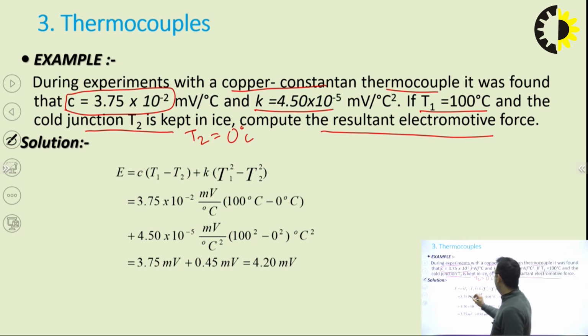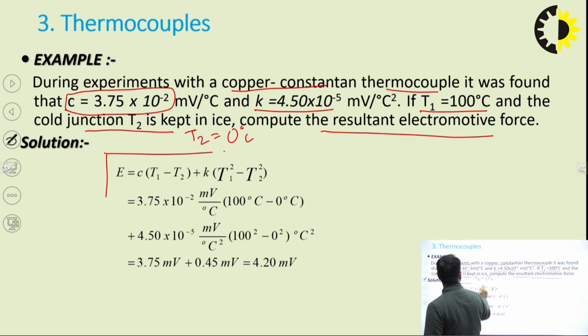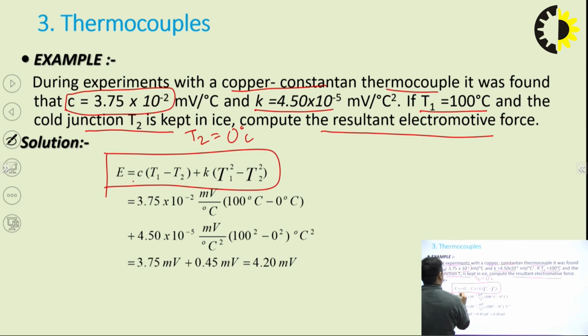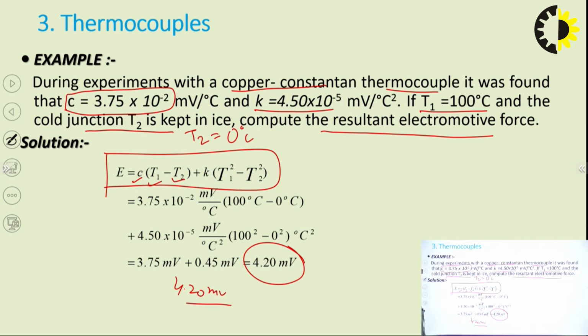So by putting all these values in this equation, C is given to us, T1 is 100 degrees, T2 is 0 degrees, we get the voltage as 4.20 millivolts. This is a very simple numerical problem.